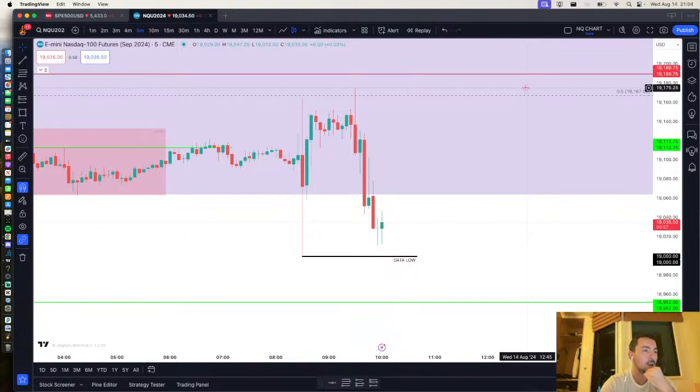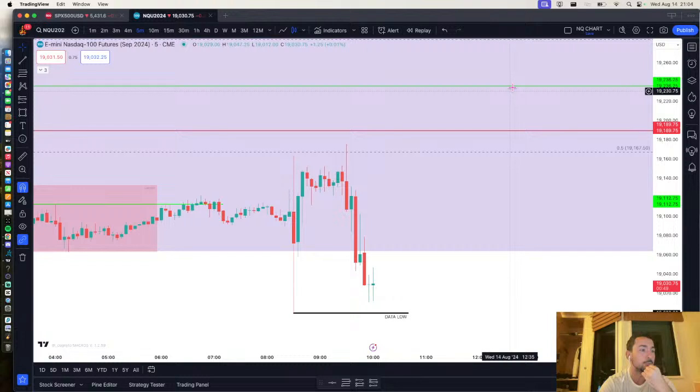And the fact that we've already hit the 50% level, to me, this is the daily move for today. If we get this, great. This is where I'm going to reduce a lot of my swing position.